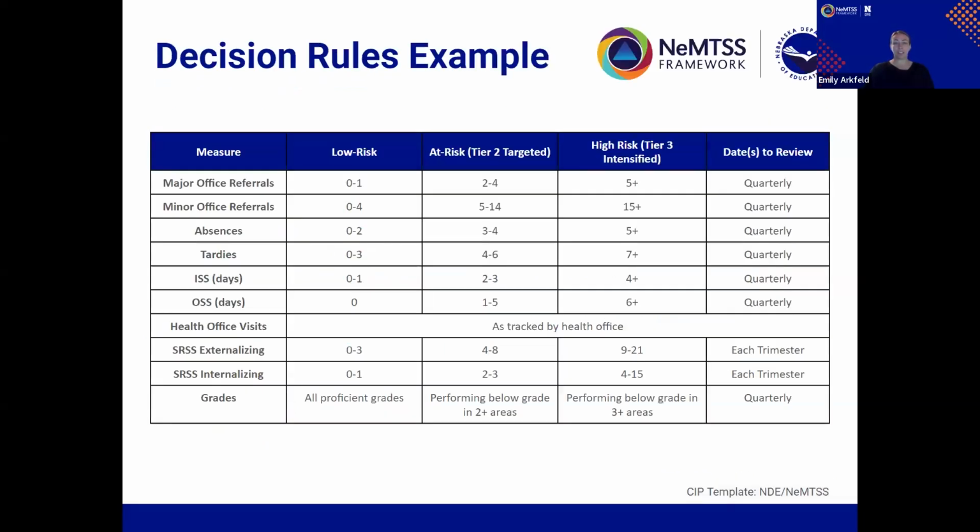Here's an example of decision rules from the Nebraska Department of Education MTSS Continuous Improvement Plan template. Please note this is an example of indicators to provide some guidance. These need to be decided locally to ensure the needs of students within each district are being met. For example, the dates to review can potentially be quarterly as shown, but many times districts might need to set this up monthly or bi-weekly depending on their local data or needs.